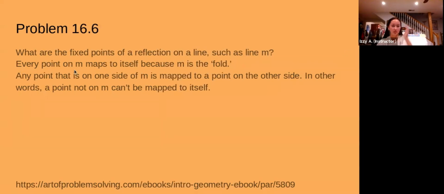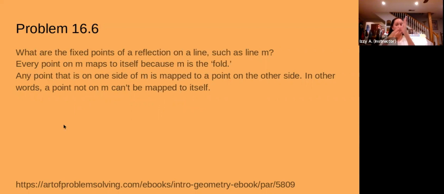And yeah, so every point on M maps to itself because M is the quote unquote fold, and any point that is on one side of M is mapped to a point on the other side. In other words, a point not on M can't be mapped to itself.